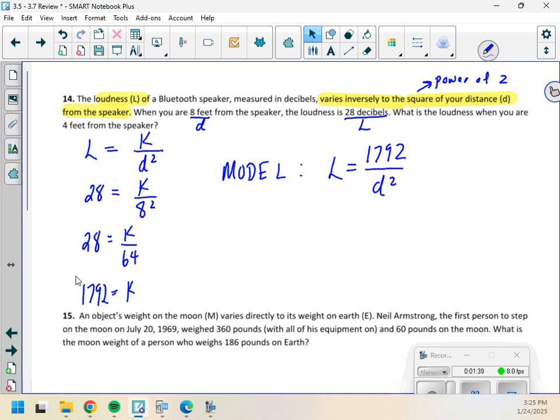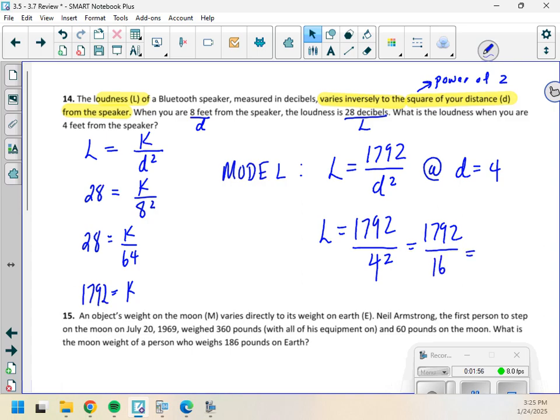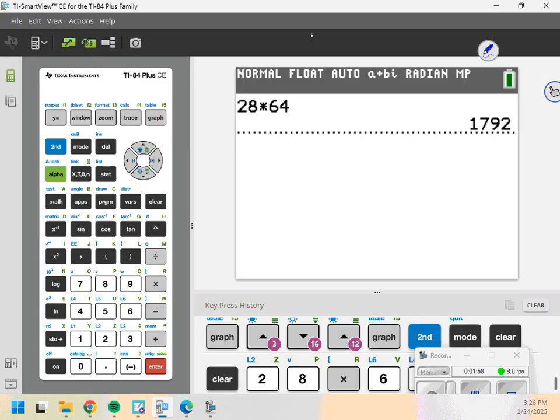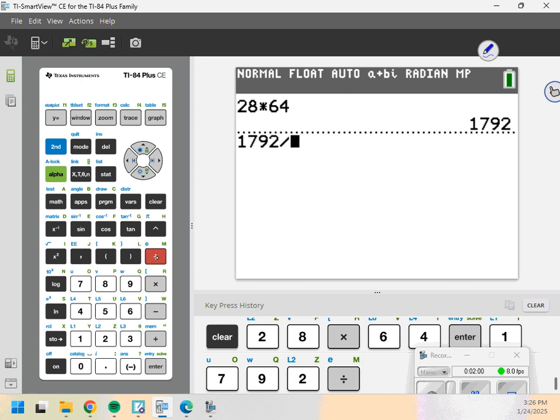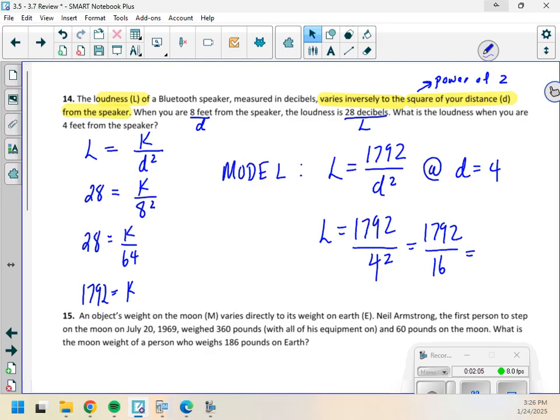And it says, what is the loudness when you are 4 feet from the speaker? So at D equals 4, loudness will be 1792 over 4 squared, which is 1792 over 16. And I'll definitely need a calculator for that. 1792 divided by 16 equals an answer of 112. So 112 decibels.